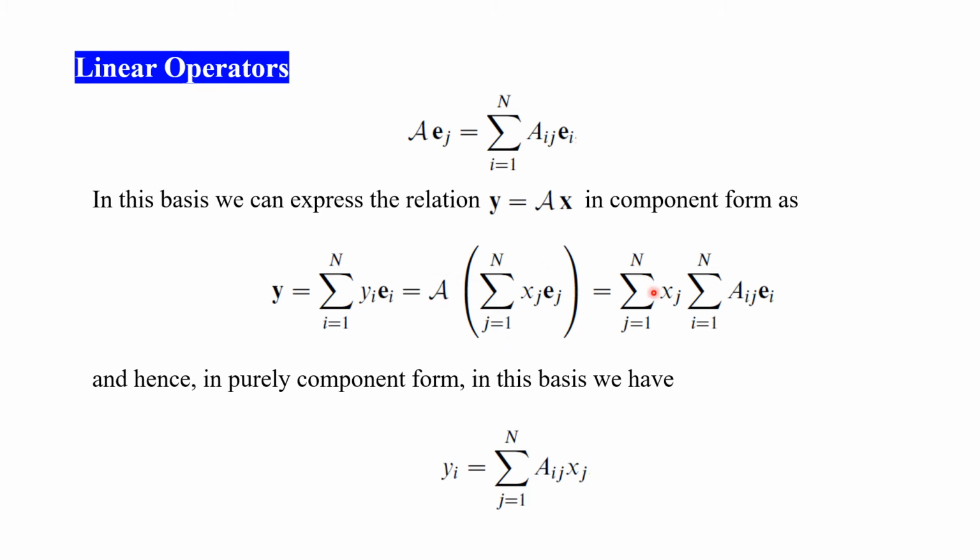And we can have it like this, such that since here your Aej is equal to this one, we can rewrite it in such a way that you have the sum of your xj times the sum of your Aij, and hence in purely component form, in this basis, we have this form here. You have your yi that's equal to the sum of your Aij xj.